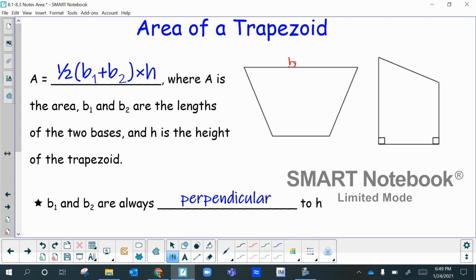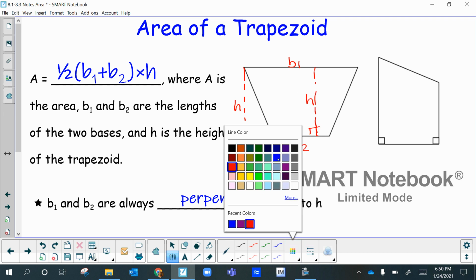Okay, so this we can call base 1, this one we can call base 2, and your height can be anywhere from going from base 1 to base 2. It can be inside the triangle, it can be outside the triangle, it can be anywhere. So this can be the height and this can be the height, so long as it is perpendicular to both of those. Over here we have a little bit different trapezoid.